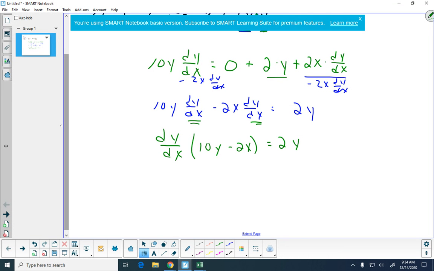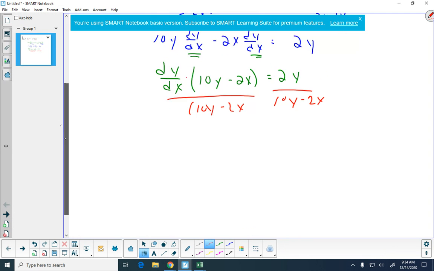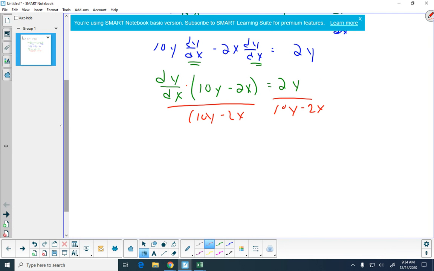Our last step, what do we have to do to both sides in our last step here? Adam, what are we going to do to both sides in this last step? We want to solve for dy dx. Divide by the quantity of 10y minus 2x. So we're left with dy dx is equal to 2y over 10y minus 2x.